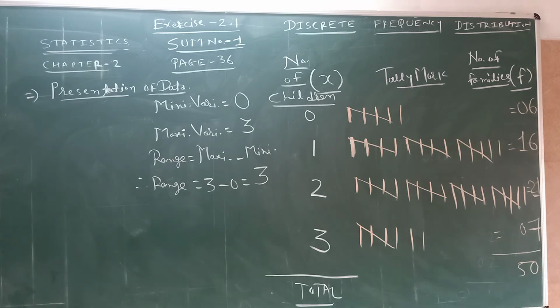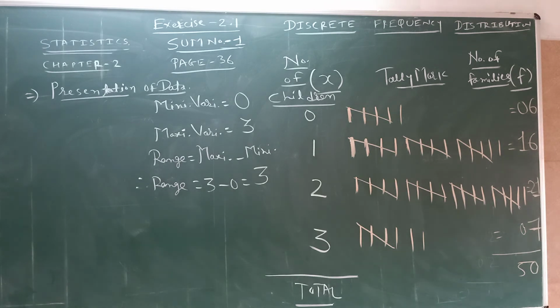We prepare 3 columns: number of children, that is x, next is tally marks, and number of families. We begin from the minimum observation, that is 0, and move towards the maximum observation, that is 3: 0, 1, 2, 3. We make tally marks by taking one observation after another from the question itself. And remember, my dear friends, when there is a fifth mark, we have to do the cross tally marks. That's why the calculation becomes easy for us.